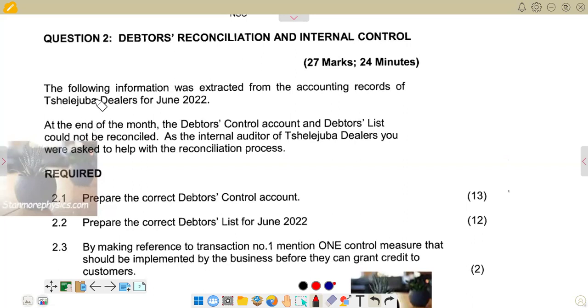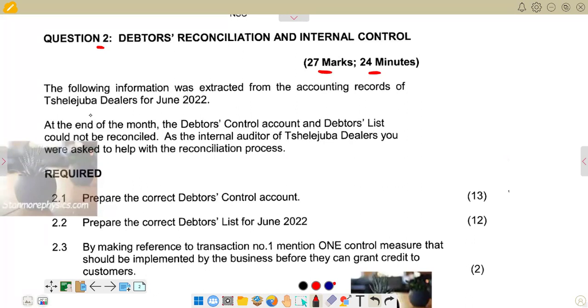We want to look at a question from June 2022. We're going to look at question 2 on that question paper. That is June 2022, and this question is on debtors reconciliation and internal control. Remember, our question has 27 marks, and it requires you on average to spend about 24 minutes on that question.